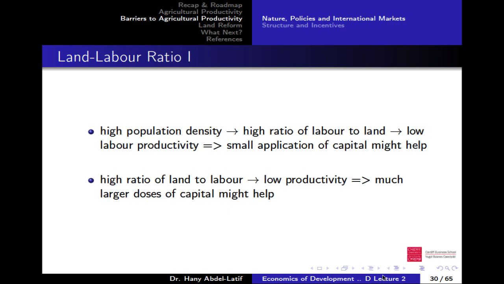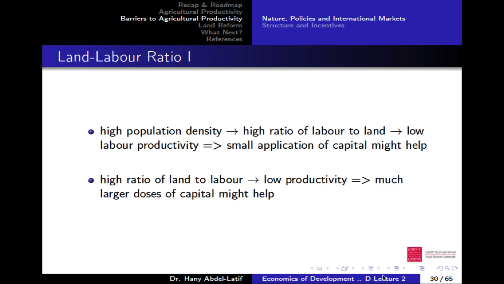So you could have too many workers in a small piece of land, or too few workers but a large piece of land. So that's the idea. In high population density, usually you would have a high ratio of labor to land. That means low productivity. In that case, maybe if you add a small amount of capital, this might help to increase productivity.